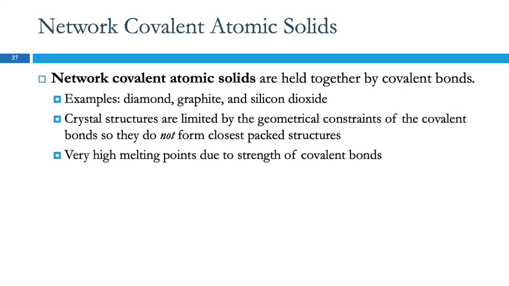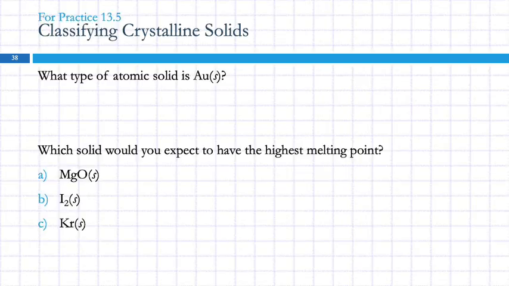And the network covalent solids. These are things like diamonds and graphite and silicon dioxide. High melting points because the covalent bonds are strong.